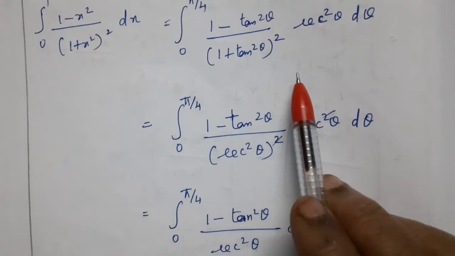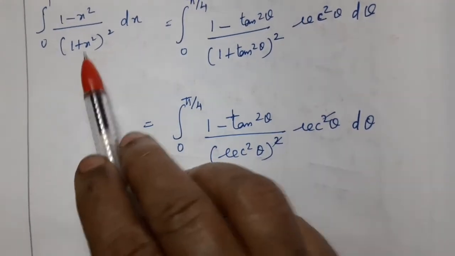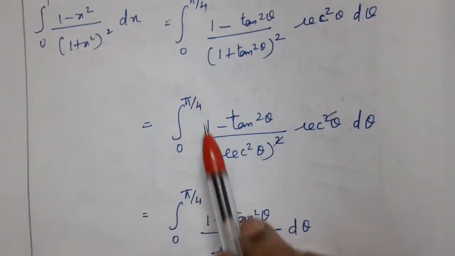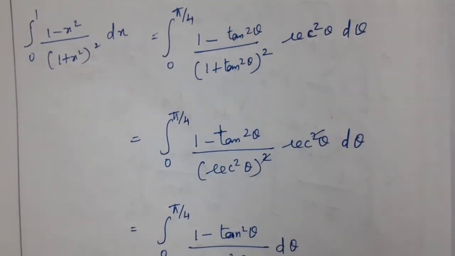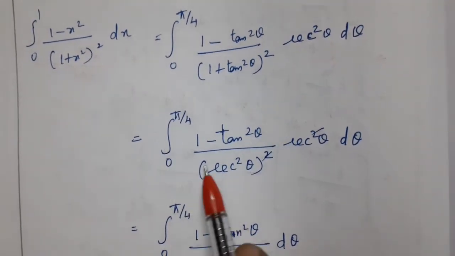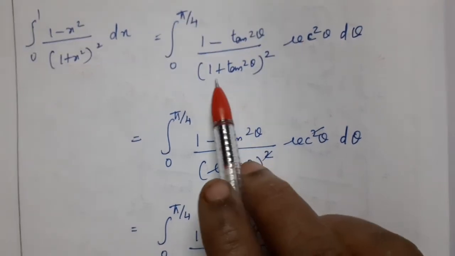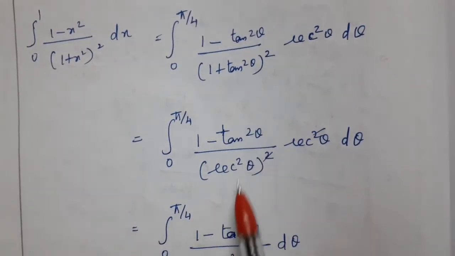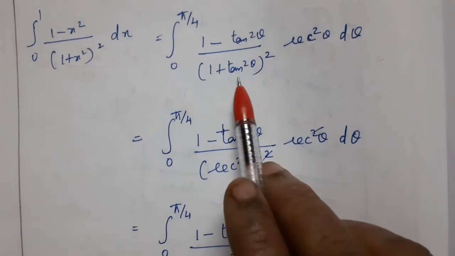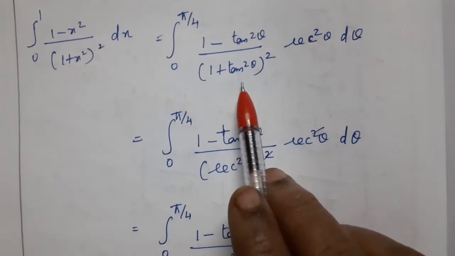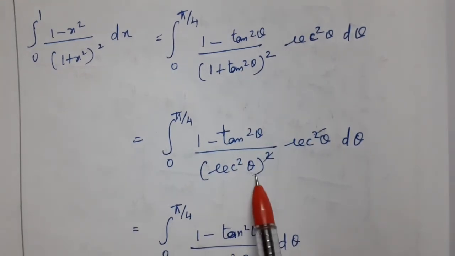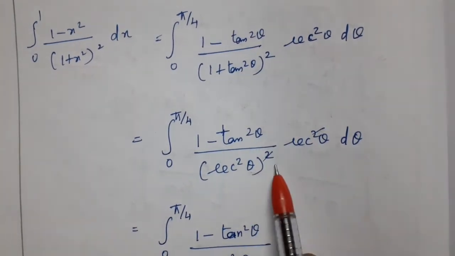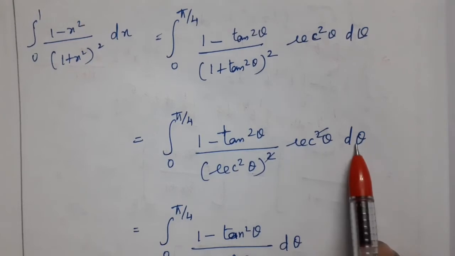Variable change, limit will be changed. So this question is rewritten like that only. Integral from 0 to pi by 4, (1 minus tan square theta) by (1 plus tan square theta). What is our 1 plus tan square theta? Secant square theta, because we remember the identity: secant square theta minus tan square theta equal to 1. Therefore, 1 plus tan square theta is nothing but secant square theta, already having the whole square. Here also one secant square theta d theta.